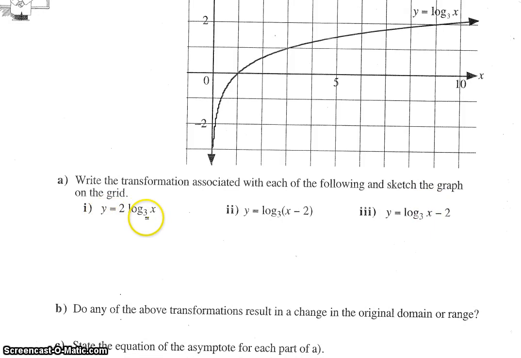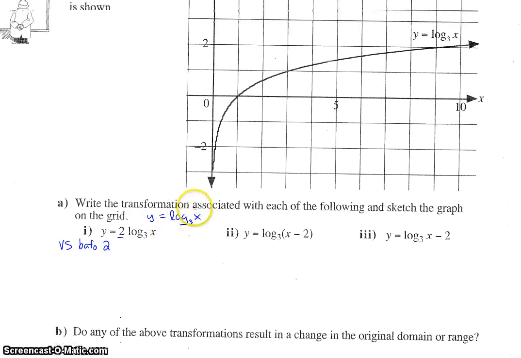Okay, so think transformations. If we're comparing it to the original, y equals log base 3 of x, I have a 2 in front of my whole function. Well, if you recall, that means that we have a vertical stretch by a factor of 2 about the x-axis. All right, so we've got what the transformation would be. Now let's sketch the graph for that one.